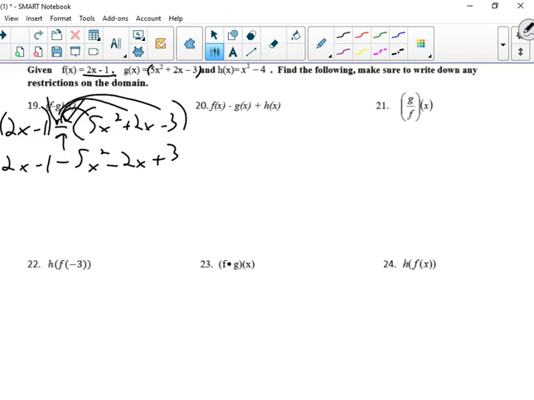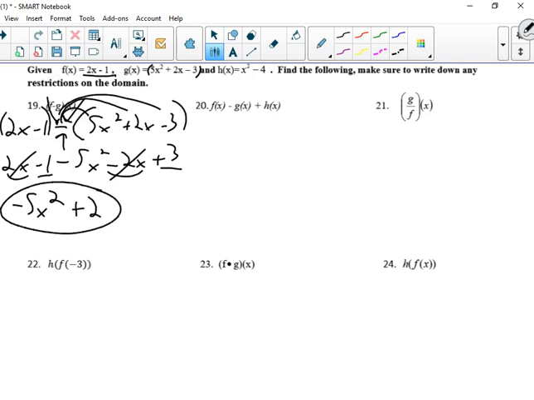Now you put everything in standard form. Negative 5x squared comes first. 2x minus 2x, well, they just cancel out. And 3 minus 1 is plus 2. That's it.